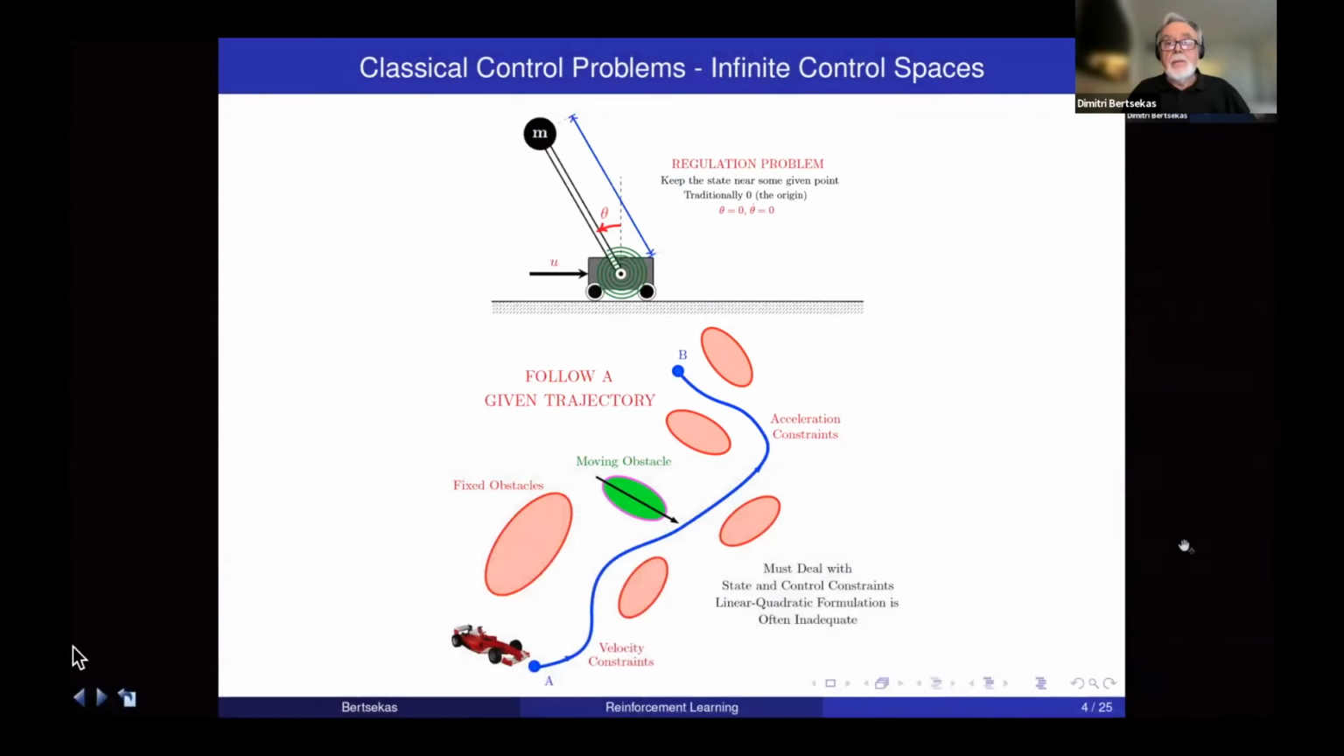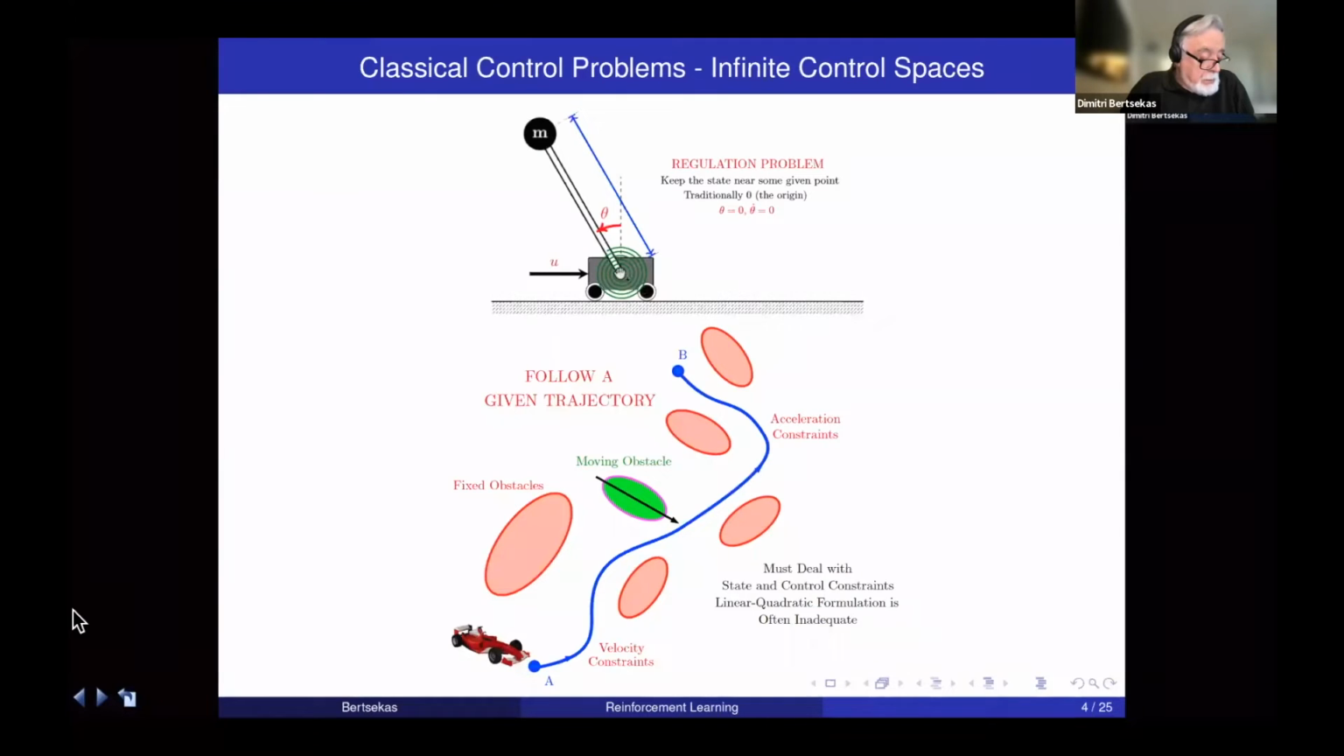Its principal area of applications is in control system design, and in particular, problems that involve infinite control spaces, where some of the ideas that we discussed in connection with deterministic rollout do not apply, because the number of Q factors is infinite here at any one state. And there are two major types of problems in control system design. One is called the regulation problem, where you want to keep the state of the system near some given point. Traditionally, this point is taken to be the origin, 0 of a Euclidean space. If it's some other point, then we can make a translation of the coordinates so that that point of interest becomes the origin in the new coordinate system.